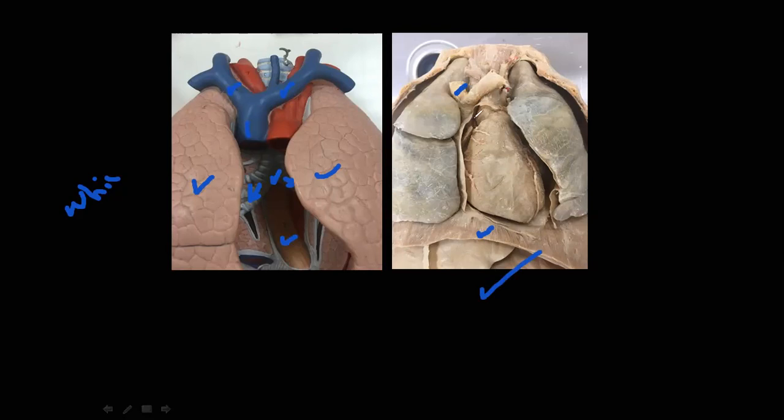Superior vena cava. False. Right brachiocephalic. Yes, good, excellent. And this one, left. The same here, but this is narrower than the left one. Okay. What is the name of this structure? Lingula. Yes, lingula.